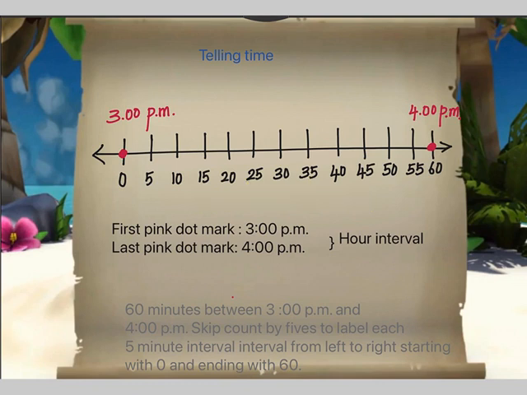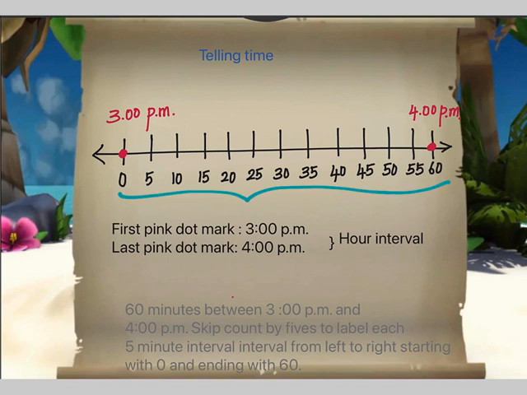Each interval represents 5 minutes. So this is one interval and it represents 5 minutes. And this is a second interval, it represents 5 minutes. So if you see here, I have labeled each 5 minutes interval below the number line from 3 p.m. to 4 p.m.